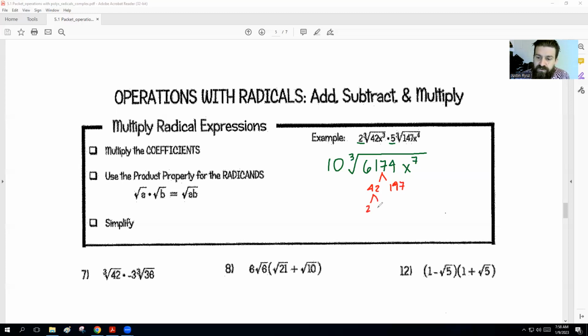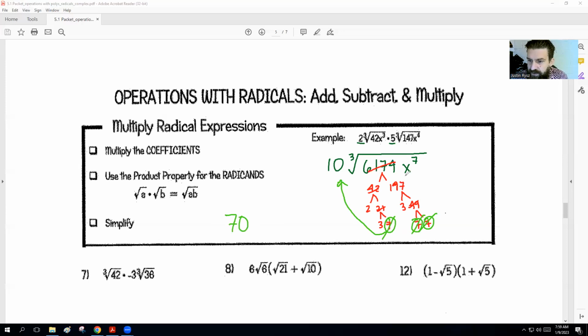So 42 is 2 and 21. 21 is 3 and 7. 147 is 3 and 49. And then 49 is 7 and 7. I'm going to just double check that. 147 divided by 3, yep, 49. Okay, so for a cube root, we need to have 3 of them. We got a 2. We got a 3. So the only thing we have 3 of is a 7. That means a 7 gets to go outside with the 10.